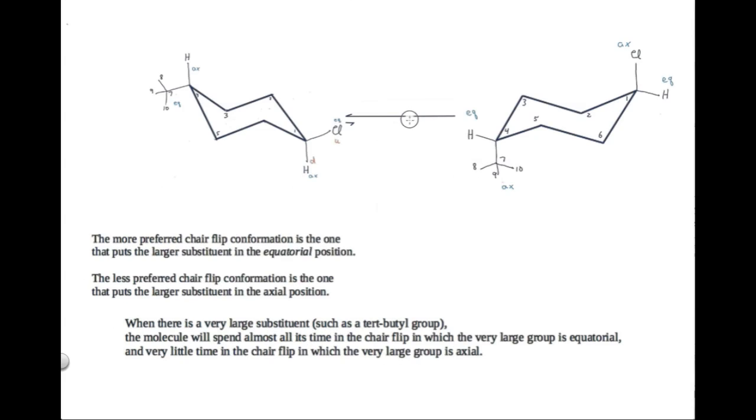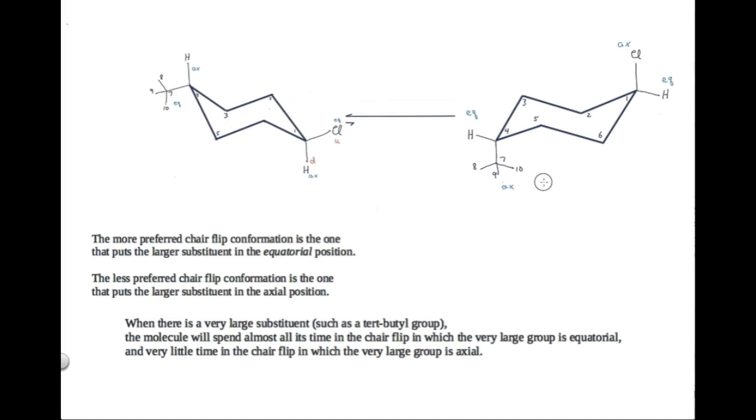We can draw the equilibrium like so to show that, in fact, with this very large substituent, the molecule will spend almost all of its time in this preferred chair flip and almost none of its time in this less preferred one. So just to make up some numbers, maybe the molecule will be spending, I don't know, 99.9% of its time in this chair flip and only 0.1% of its time in this less preferred chair flip.